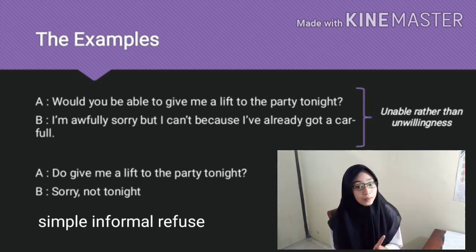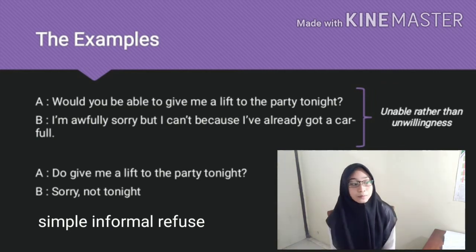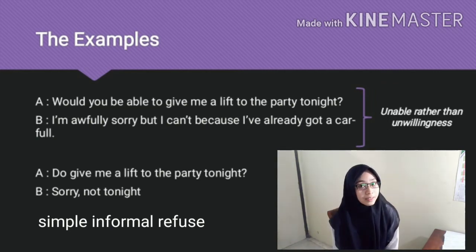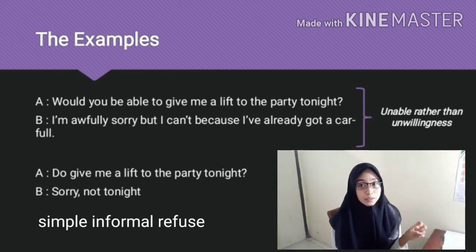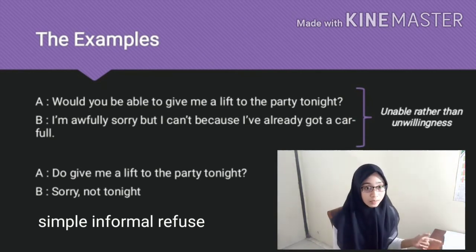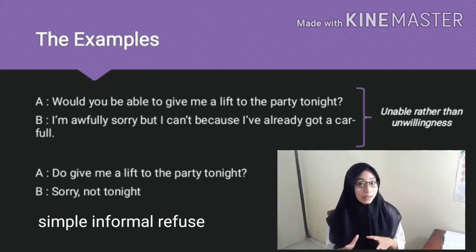The first example shows the formal language style, and the second example shows the informal language style. Do you find the differences? The difference is the tenses used. For formal language style, usually people use past tense or verb 2. But for informal language style, usually people use verb 1.